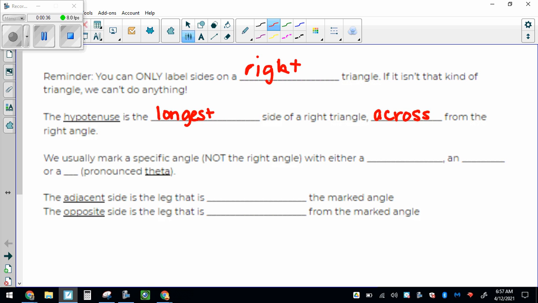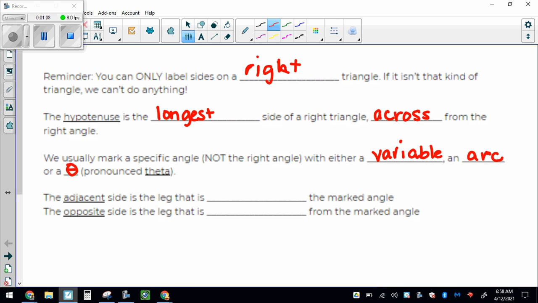Now, in trig, we usually mark a specific angle, not the right angle, but one of the other two, with either a variable, so that's any letter, or we mark it with an arc, or we mark it with this guy. It looks like an O with a horizontal line through it, and we pronounce that as a theta.